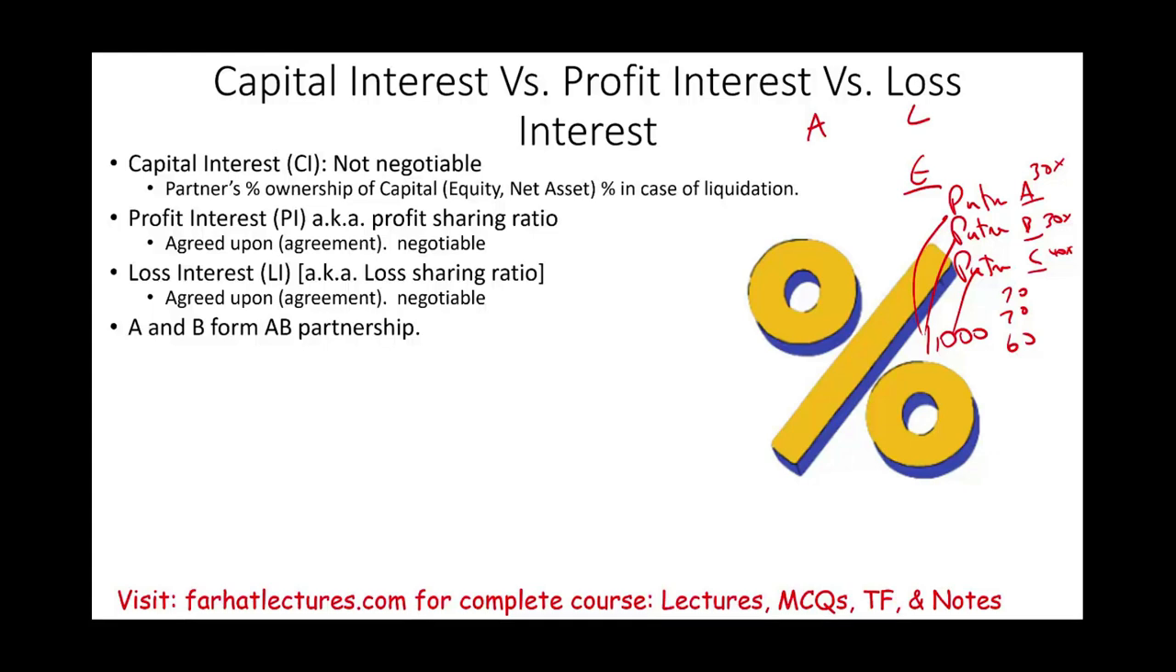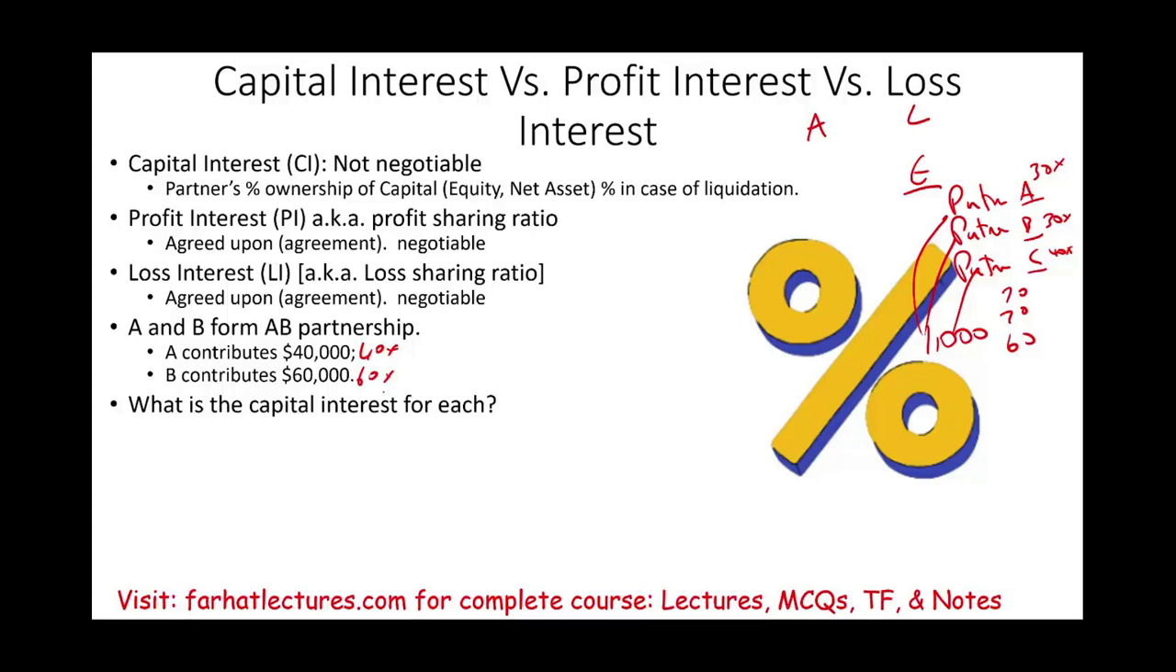For example, we have an A and B partnership, the AB partnership. A contributed 40,000, B contributed 60,000. Well, guess what? The capital interest for each is 40% for A, 60% for B. Why? Because the total contributed is 100,000. A contributed 40 of the 100, which is 40%. A gets 40, B gets 60.